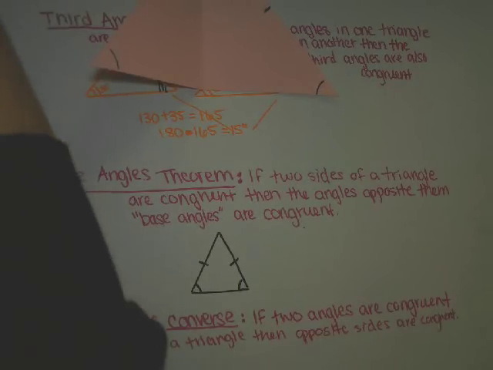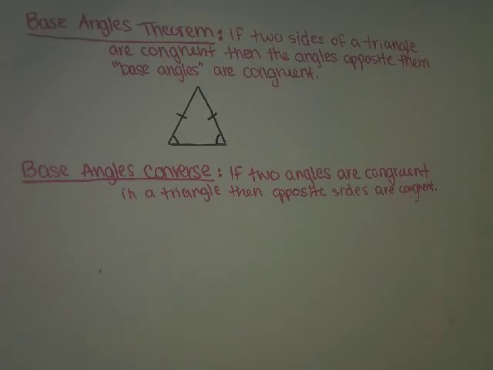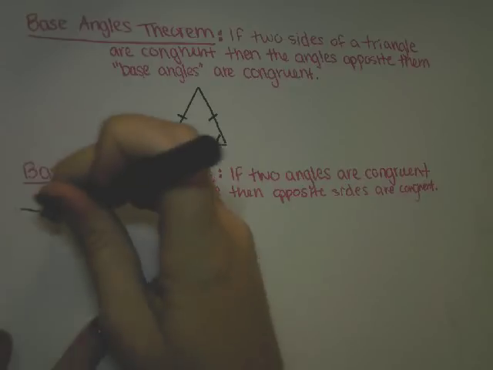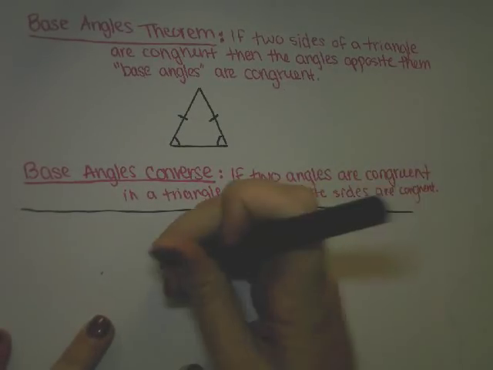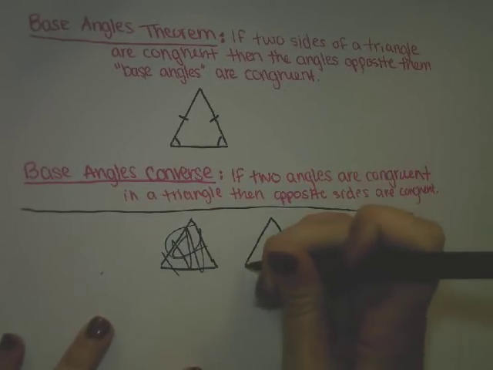So that is our base angles theorem. Very, very useful theorem. All right, last thing we've got, and this is something that I'm almost certain you've learned about before, is equilateral triangles. So if I have an equilateral triangle, meaning all three sides are congruent. Ooh, that one is not great. Start over. That's better.